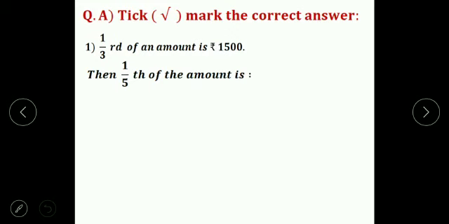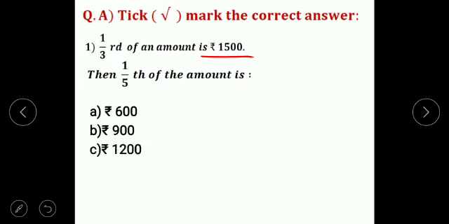So the first example is: 1/3 of an amount is rupees 1500. Then 1/5 of the amount is, first option is rupees 600, second option is rupees 900, third option is rupees 1200, and last option is rupees 1000. So let's find the answer of this question.